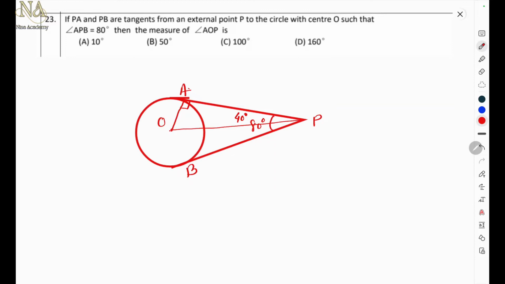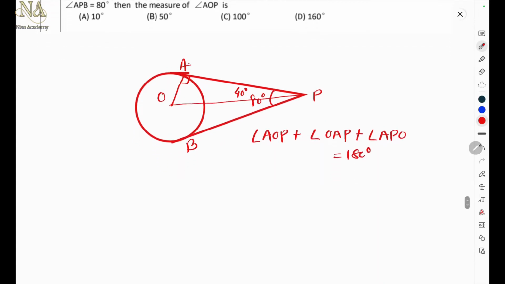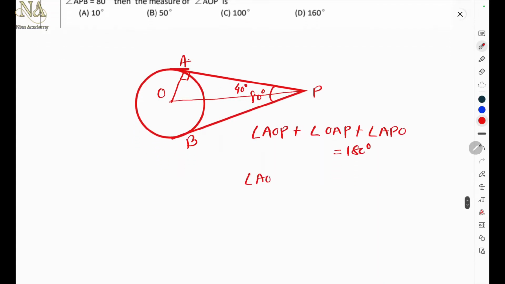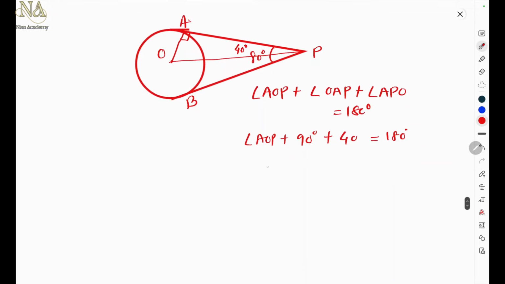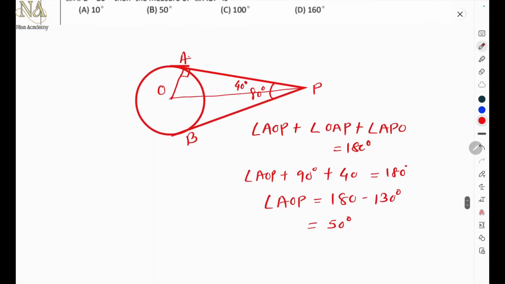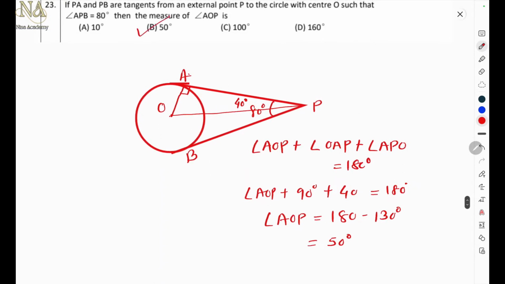So what? Sum of the angles of a triangle. Yes. So I will write angle AOP plus angle OAP plus angle APO equals 180 degrees. AOP we don't know, OAP is 90 and this is 40, which is 180. So angle AOP: 90 plus 40 is 130, so 180 minus 130 is equal to 50 degrees, right? So the option is B.